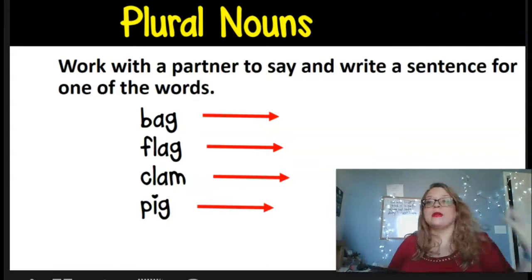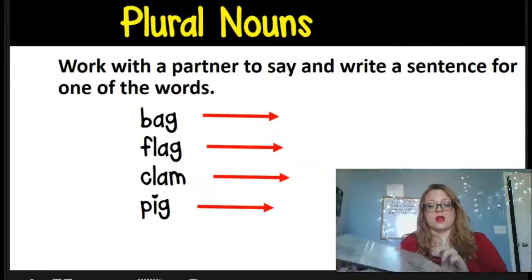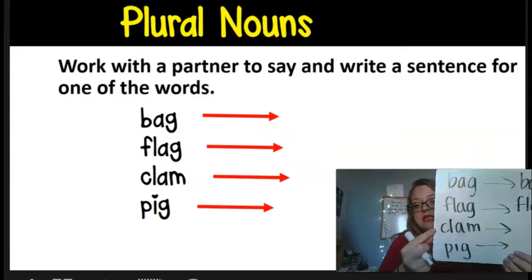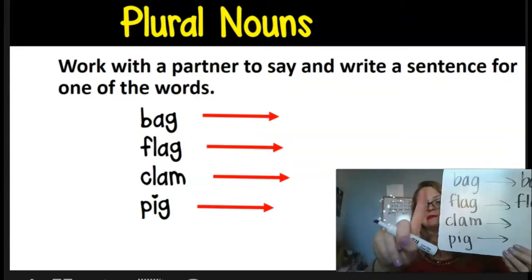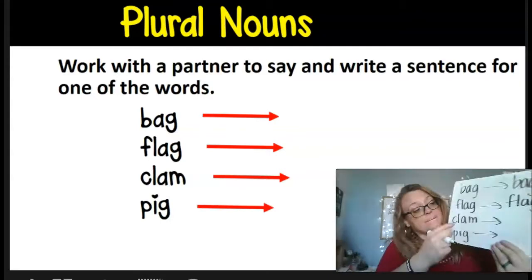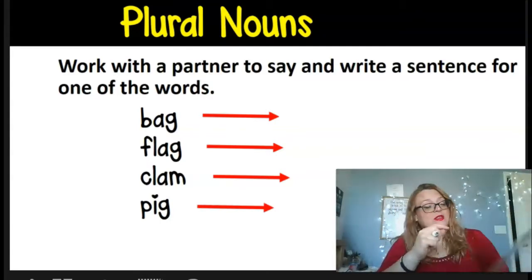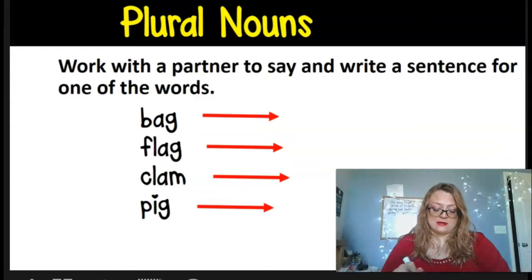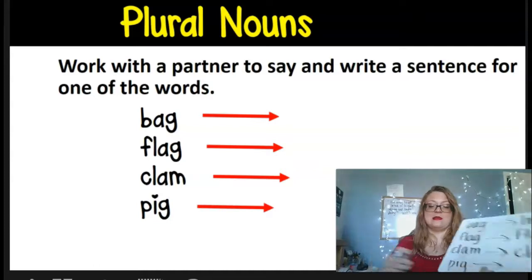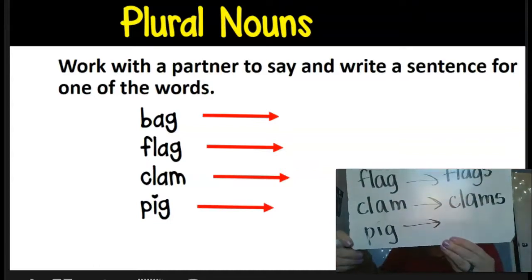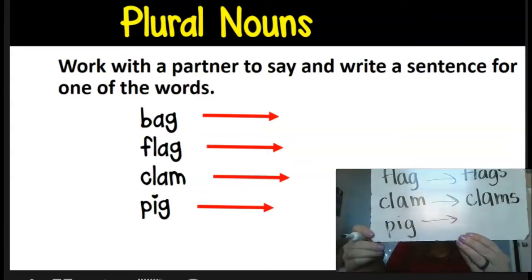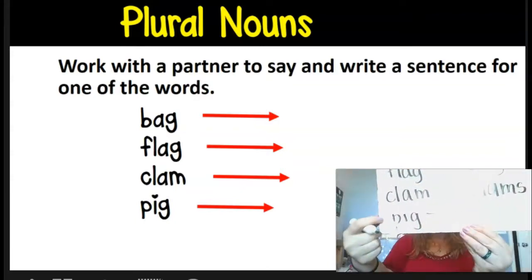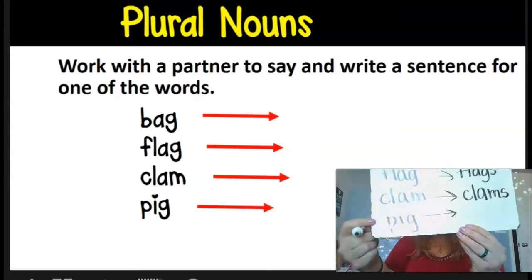So when you are reading and you come across this word, clam, you know that there's only one. But if you see the word clams, you are going to know that there's lots of them. Go ahead and write the plural of pig.